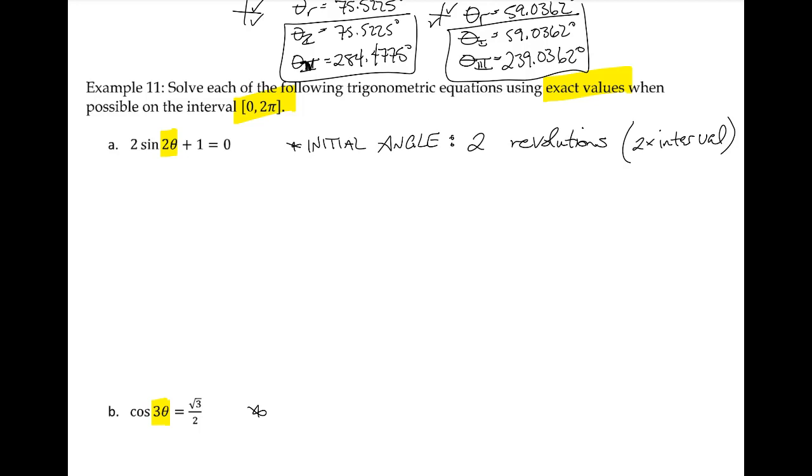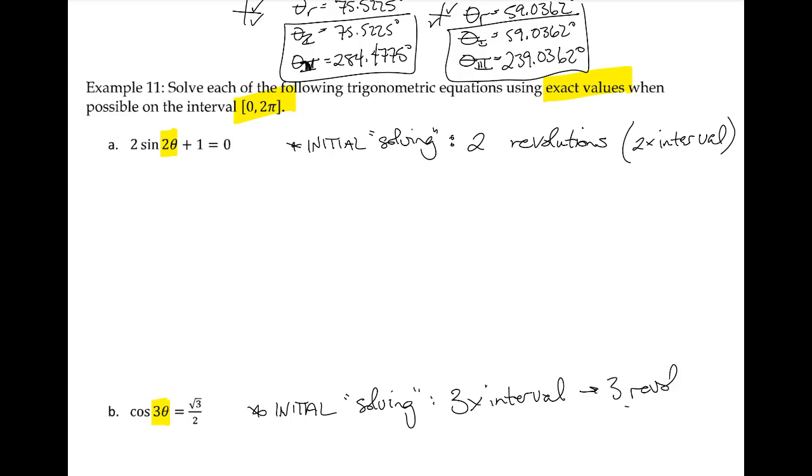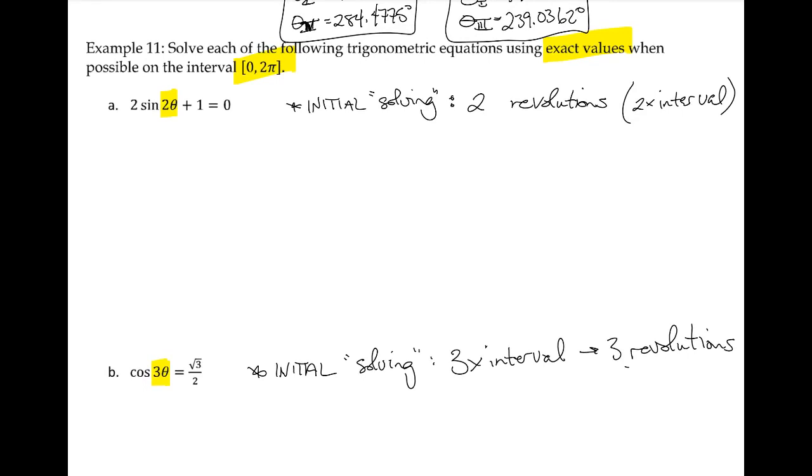The same thing happens here. My initial angle, or my initial solving maybe is a better way to word it, in this case would be 3 times the interval. And so in this case, that means I'm talking about 3 revolutions. Okay, so this is new. This is different than what we've been doing previously. But our approach will start out the exact same.